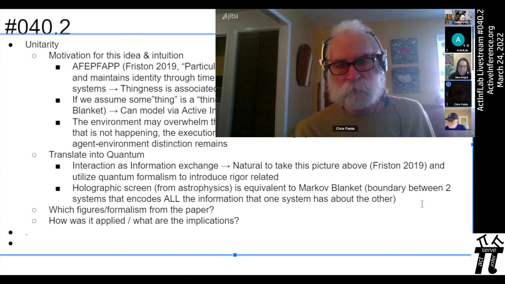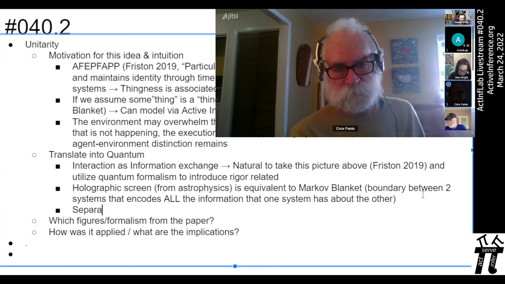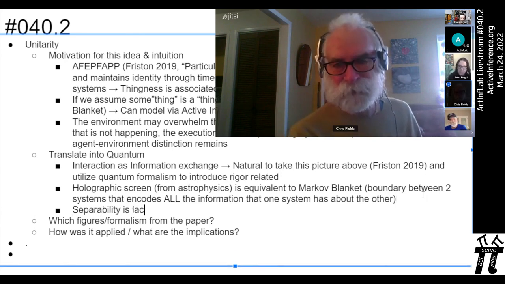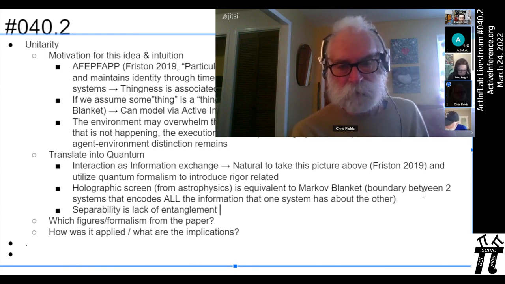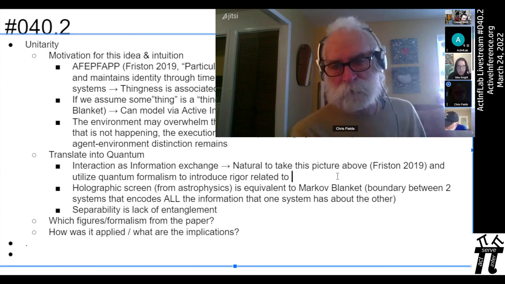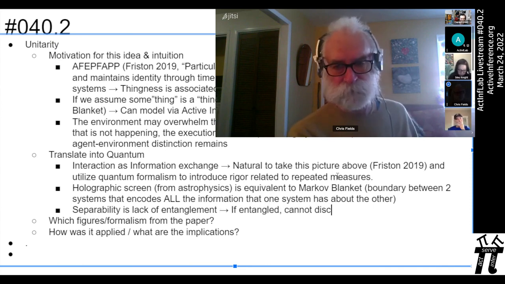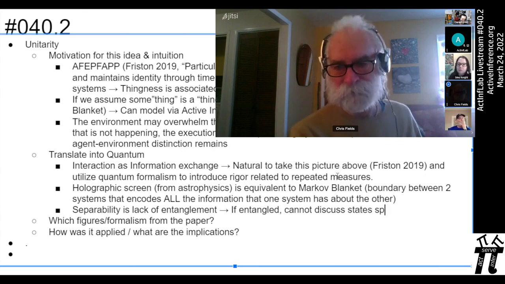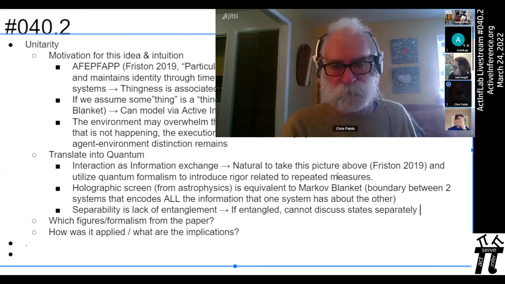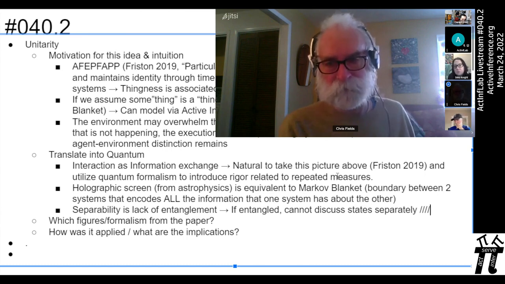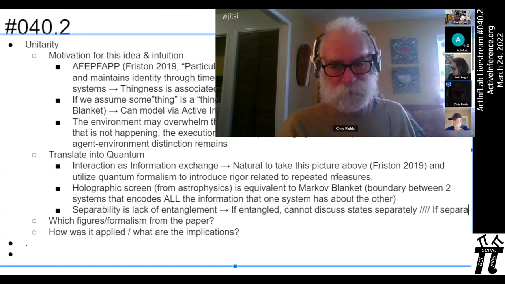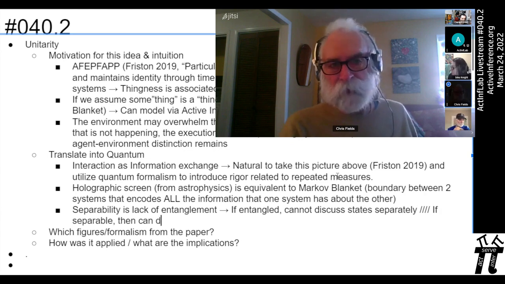So if you have two things, or a thing and its environment, then if they're not entangled, you can talk about their states independently. If they are entangled, then you can't talk about their states independently. And so the idea of thingness goes away, since thingness implies having some sort of conditionally independent state, right? A density that can actually be written down. So all of this fits together rather nicely.